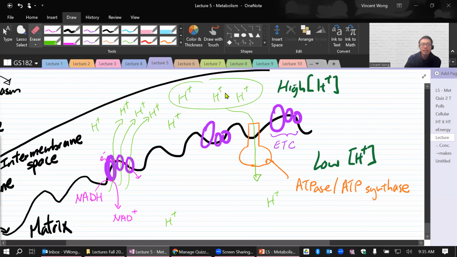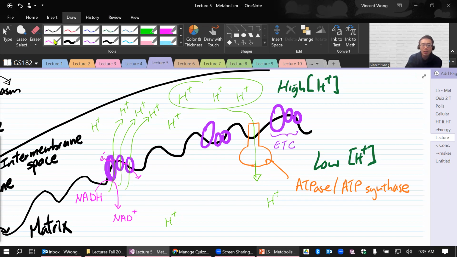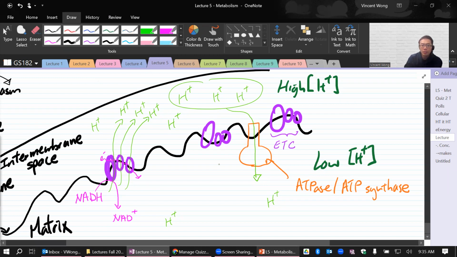So this is like a dam. You store up the water and then you let it go through a turbine to generate electricity. That's how a water dam works, right? Similarly, we store up the H+ here in the intermembrane space, and when they go through the ATPase, you will be able to harness that energy to add a phosphate onto ADP, and that creates ATP.